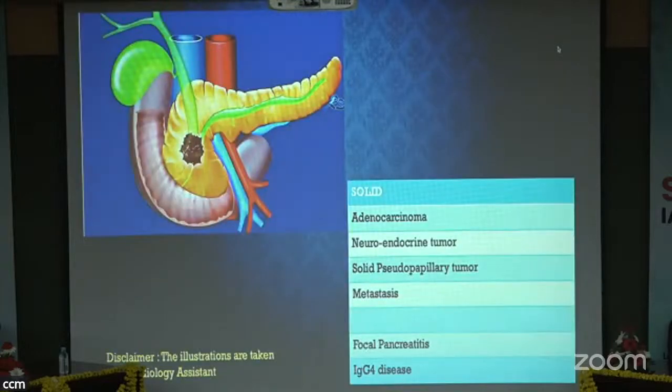Now coming to the solid tumors, depending on whether the tumor is solid or predominantly cystic, we base our differential diagnosis. So the most common is adenocarcinoma, and then we also rarely have neuroendocrine tumors and solid pseudopapillary tumors and metastasis, and rarely there are some mimics which can mimic, like focal pancreatitis or IgG4 disease. They can mimic a mass lesion, but they are not malignant.